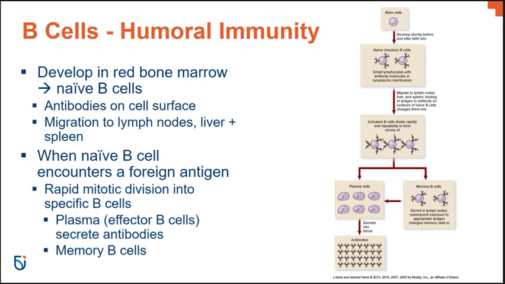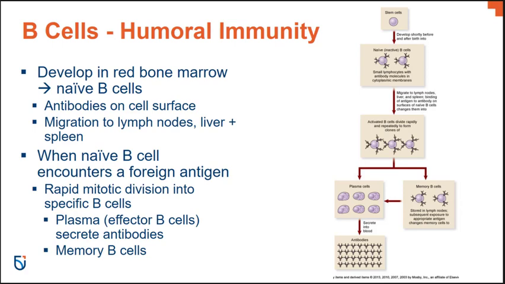Once released from the bone marrow, these naive B cells are going to travel to places such as the lymph nodes, the spleen, and even the liver. In order for these naive B cells to be activated, though, they must first have an encounter with a very specific antigen that fits perfectly with the antibodies that it's placed on its cell surface. When the antigen binds to these antibodies on the B cell surface, so something foreign has a perfect bind, then activation of the B cell occurs.